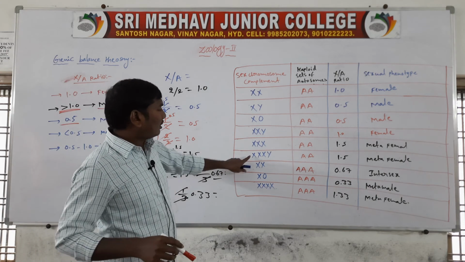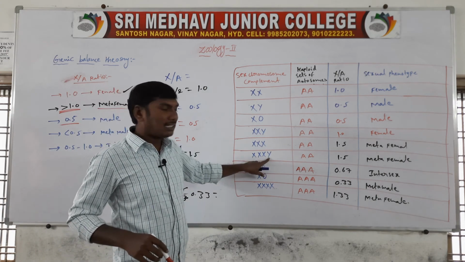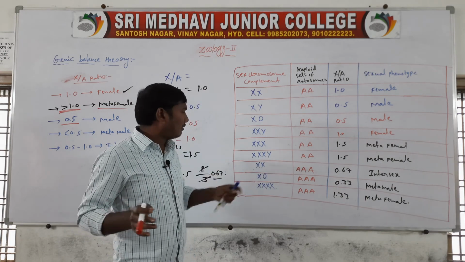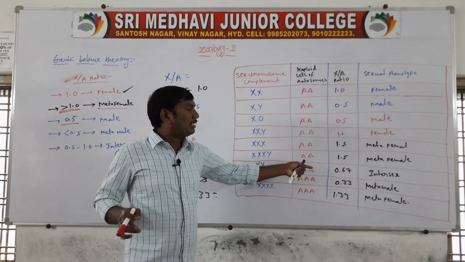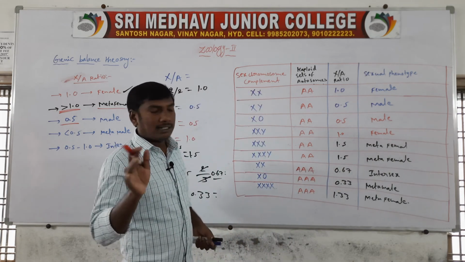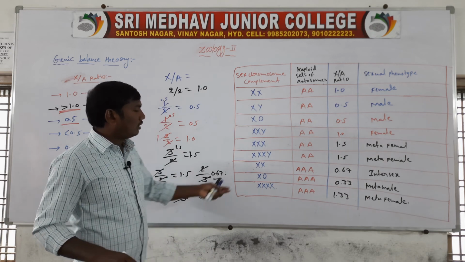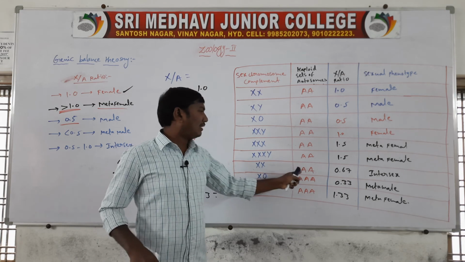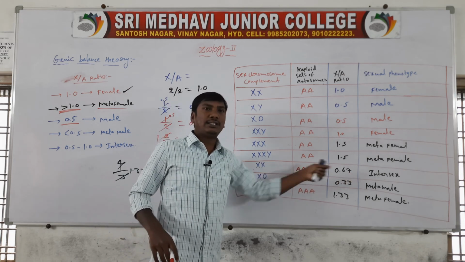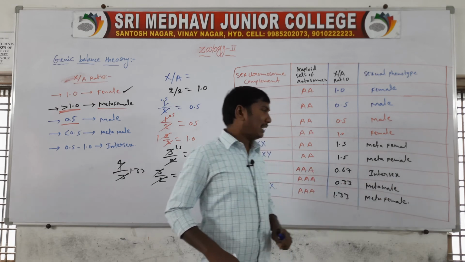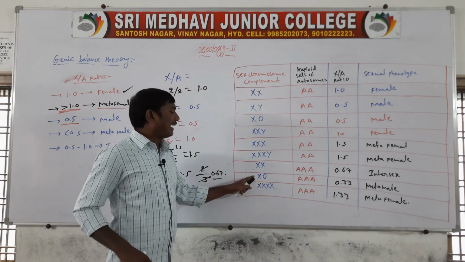Next one, XXY with 2 autosomes. Why? There is no involvement of the Y in sex determination. So 3 by 2 means 1.5, and 1.5 means meta female. Next one, 2 X chromosomes and 3 autosomes. 2 by 3 means 0.67, so 0.67 means intersex.